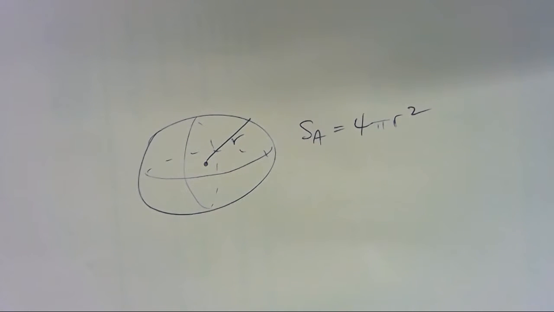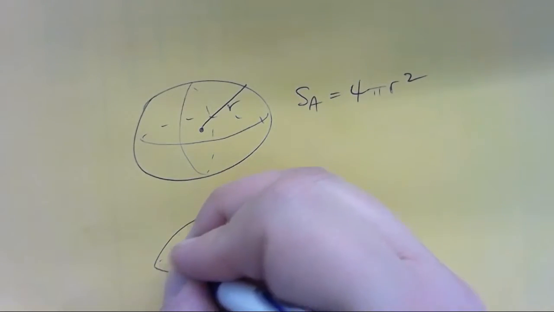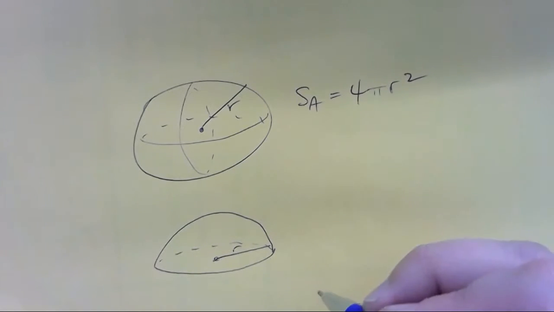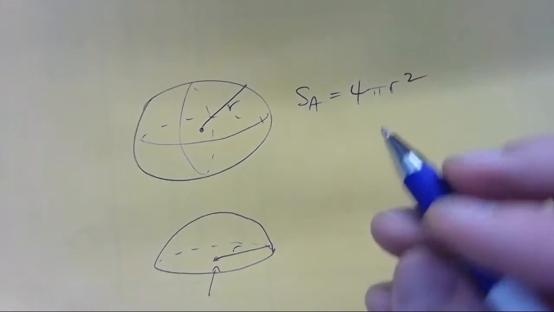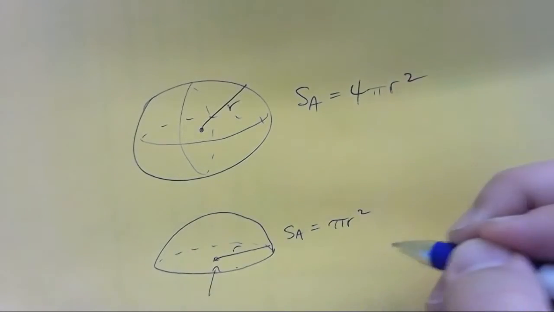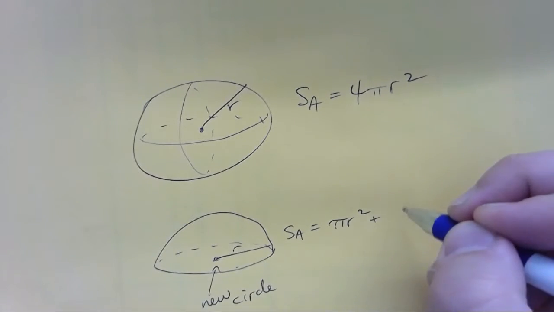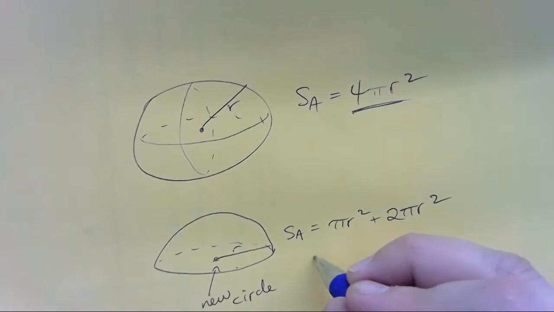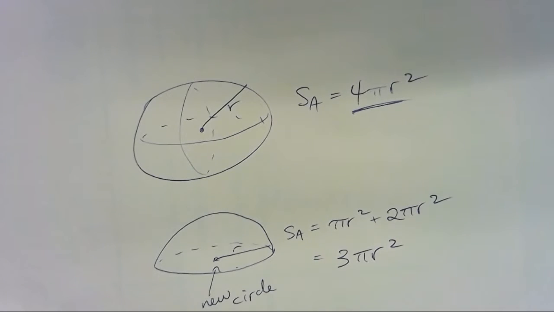So, if I cut that sphere into a hemisphere, I should have half of this. Oh, but wait a minute. I've created a circle. That's why the formula for the surface area is, well, it's pi r squared for the circle I just created. New circle. And it's half of this for the dome part, which is 2 pi r squared. And then we realized Friday that we could stick this together and call it 3 pi r squared. Okay, well now let's go backwards.